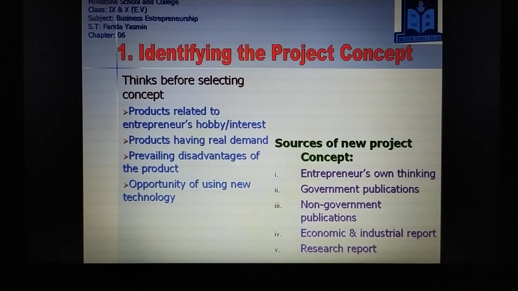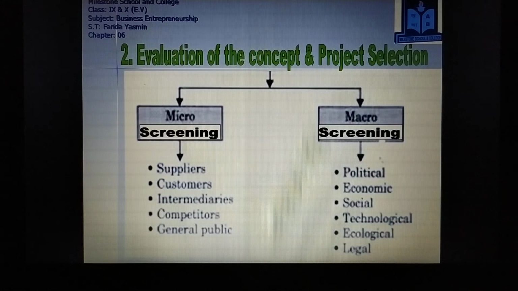Now, the next step of business process is evaluation of the concept and project selection. An entrepreneur shall make a list of the projects after analyzing the information from various sources. A project can be selected by two methods by analyzing the selected concepts.